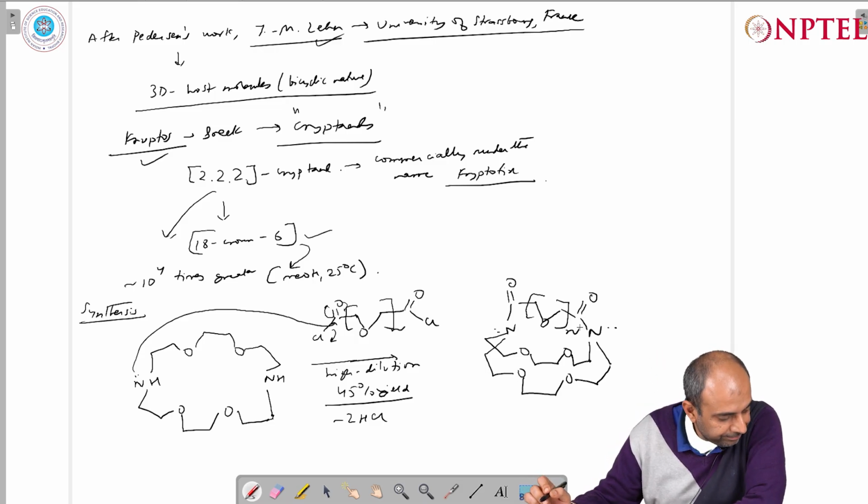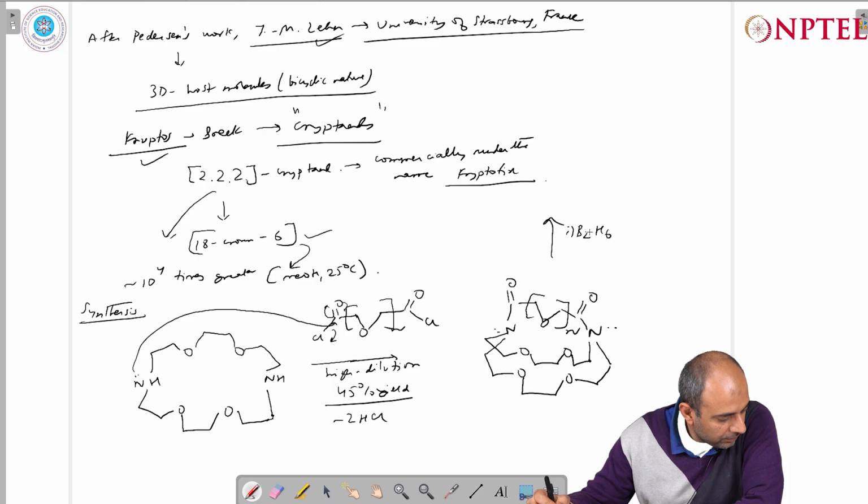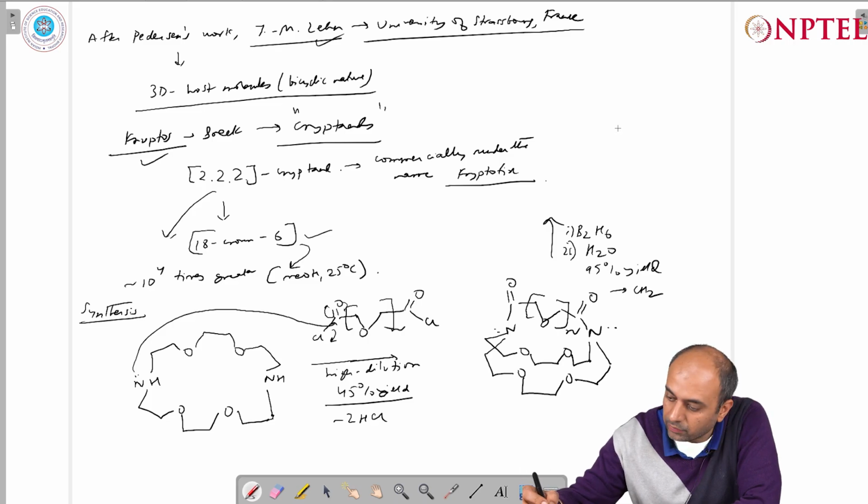So now we treat it with a reducing agent diborane and then do an aqueous workup. We get the corresponding cryptand in 95% yield, because this carbonyl group is converted into the methylene group, and therefore we now get the corresponding cryptand. Let us see the structure of the cryptand, and we have this.